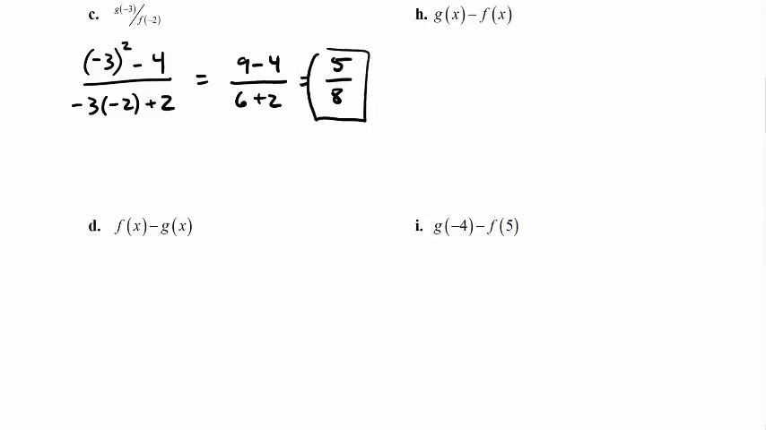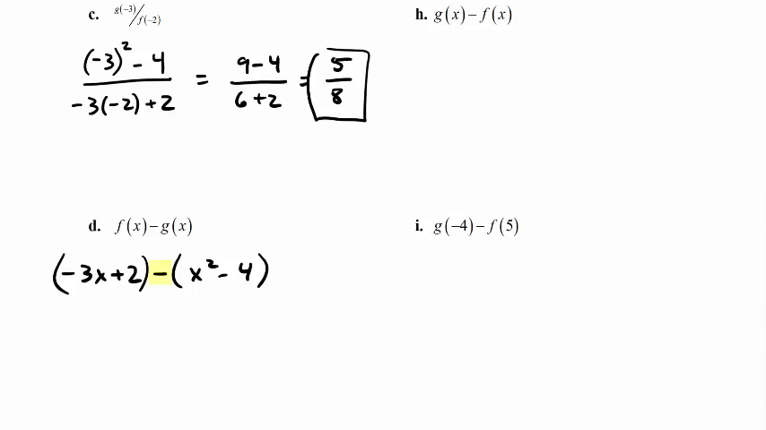Part D, we're now going to be subtracting these. If you notice, we're not evaluating each function at a specific number. So what we do is we just take the original function f, which is negative 3x plus 2. And from that, we're going to subtract the original function x squared minus 4. So really, this is just a problem where we're subtracting two polynomials.